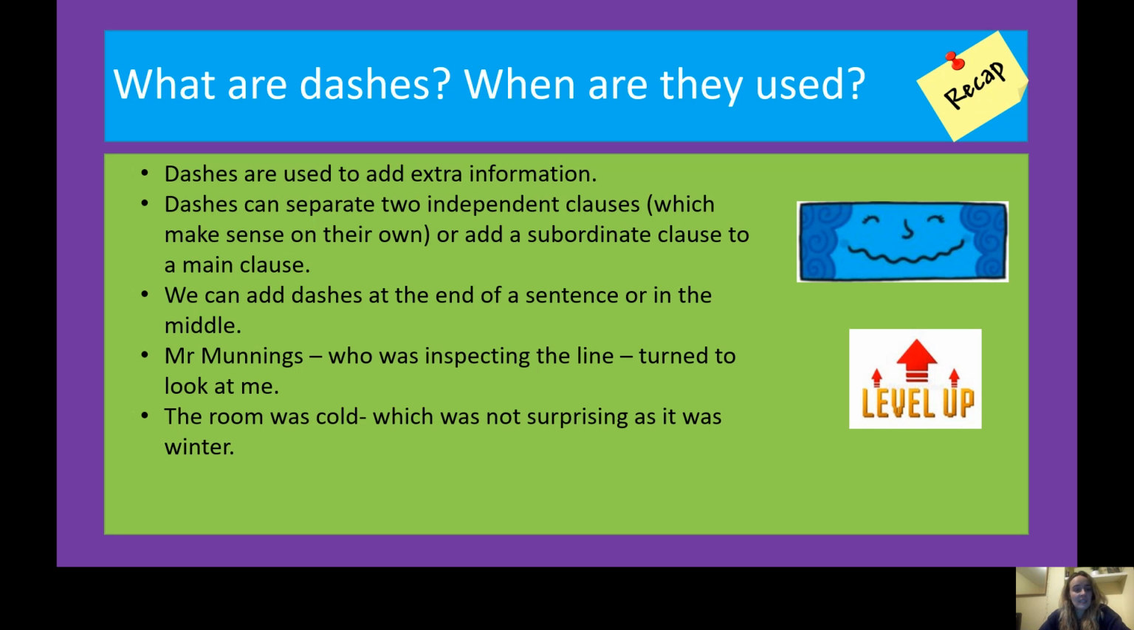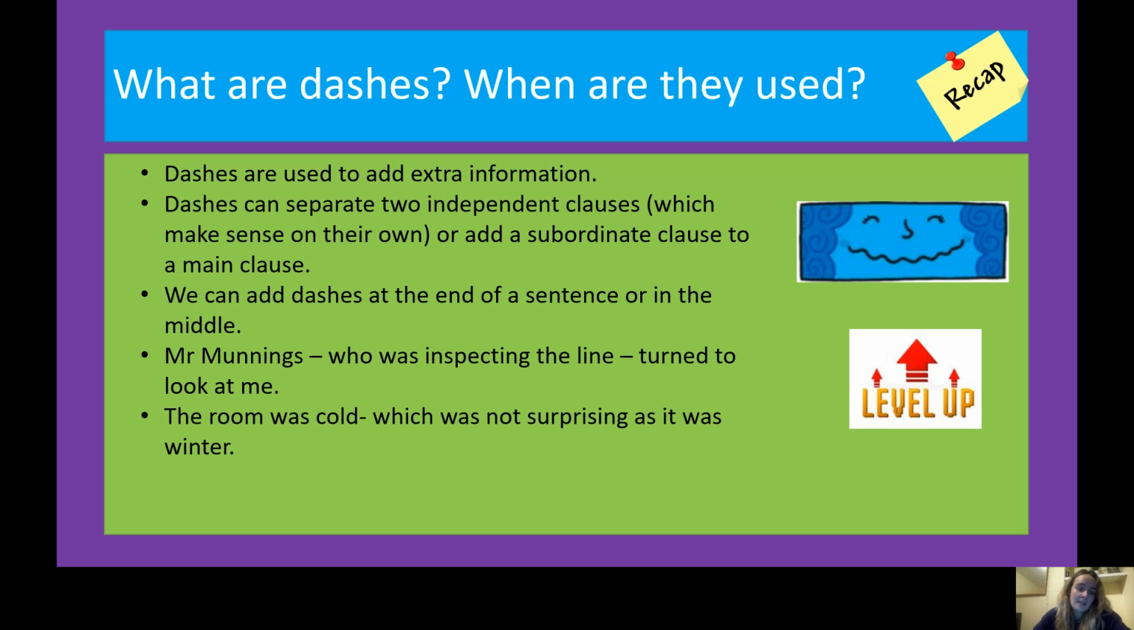So you've got the first example here: Mr. Munnings, dash, who was inspecting the line, dash, turned to look at me, and you've got the subordinate conjunction who being used there. And in the second example: the room was cold, dash, which was not surprising as it was winter. And both are absolutely fine. In the second example, just take note that the main clause is the room was cold, which is at the beginning.